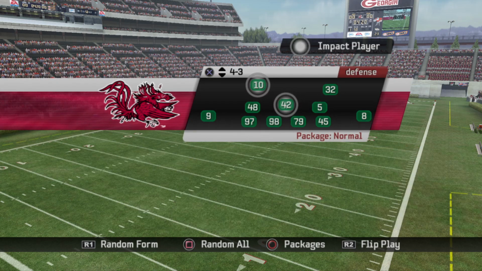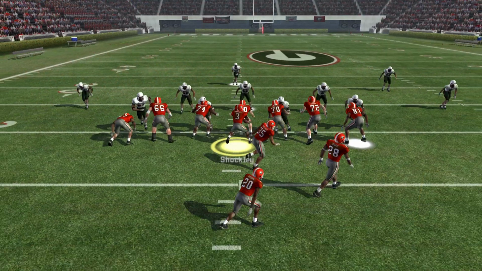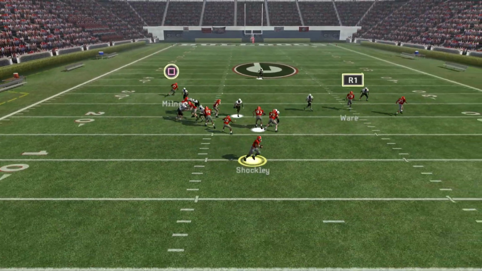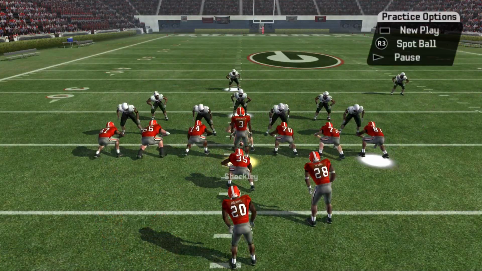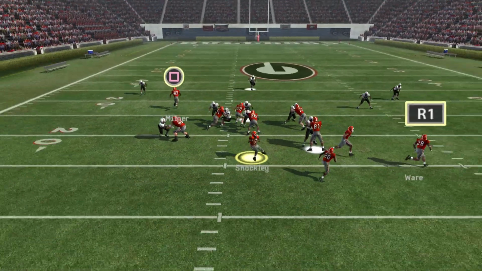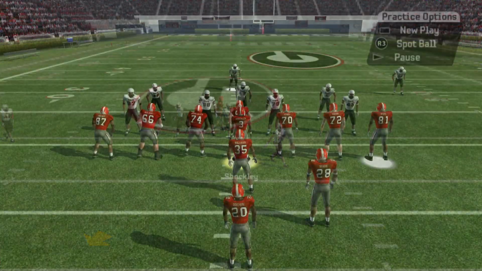Now, I can show you what it looks like against zone. We can go up against a cover 3. I hope I can get some protection here. Okay, I brought him up. I'm not seeing anybody open. That guy got open a little bit. I don't think that's going to be very consistent. I could be dead wrong. I almost got intercepted. You're just taking a chance.